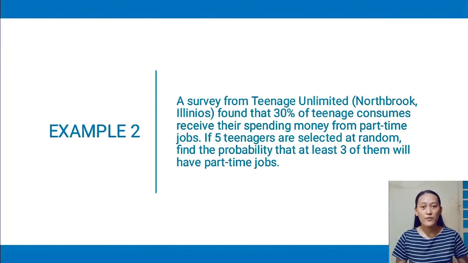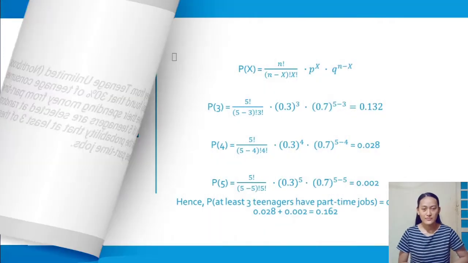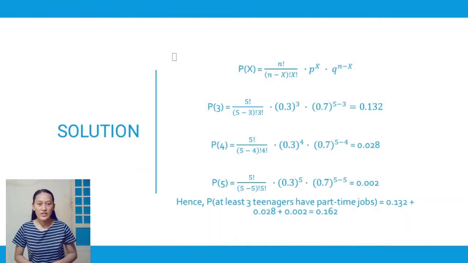Another example: a survey from Teenage Research Unlimited from Northbrook, Illinois, found that 30% of teenage consumers receive their spending money from part-time jobs. If 5 teenagers are selected at random, to find the probability that at least 3 have part-time jobs, it is necessary to find the individual probabilities for 3 or 4 or 5, and then add them to get the total probability. First, we get the value of P of 3.